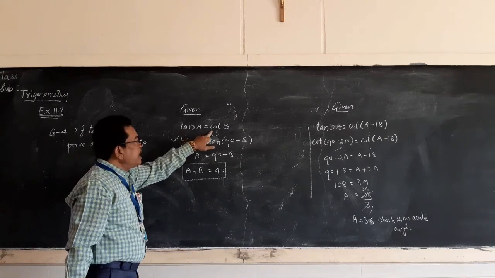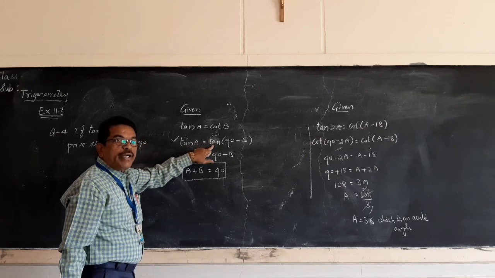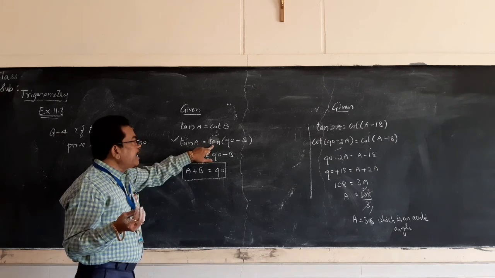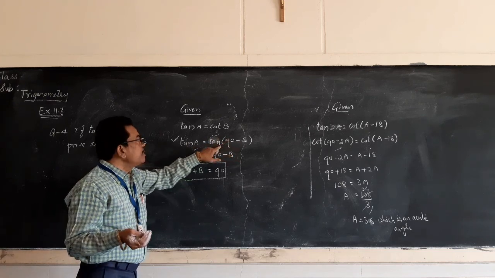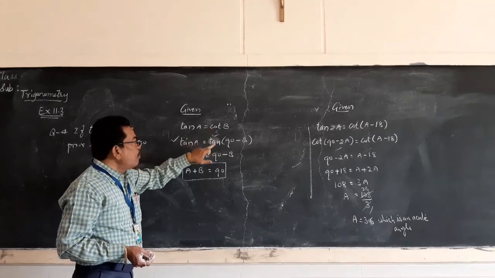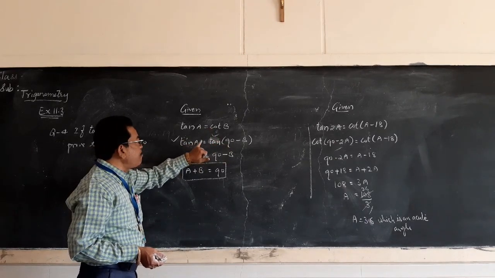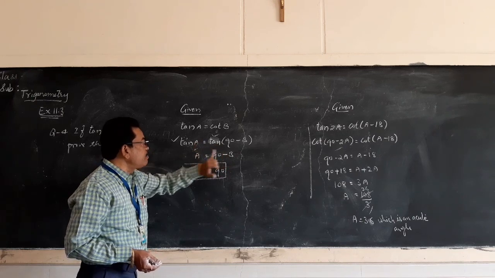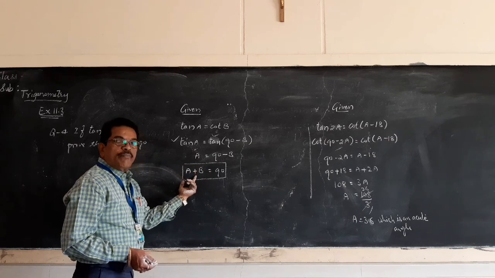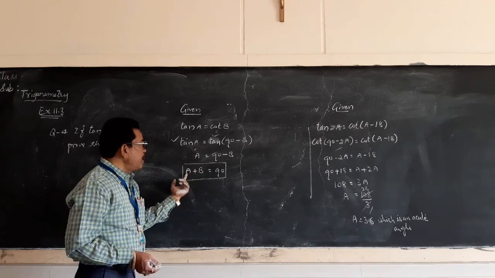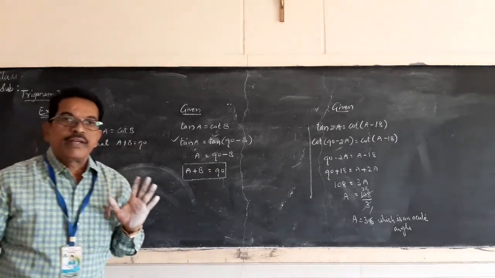Cot B is written in the form of the trigonometric ratios of allied angles. That is tan of 90 minus B is nothing but cot B. So angles compared, that is A equals 90 minus B. So minus B is transferred, that is minus B becomes plus B. So A plus B equals 90. What we have to do? Okay, write down.